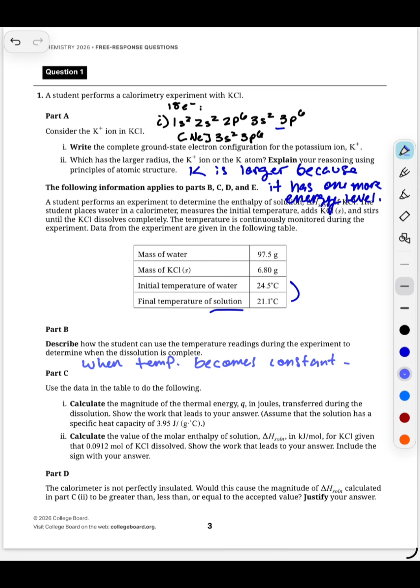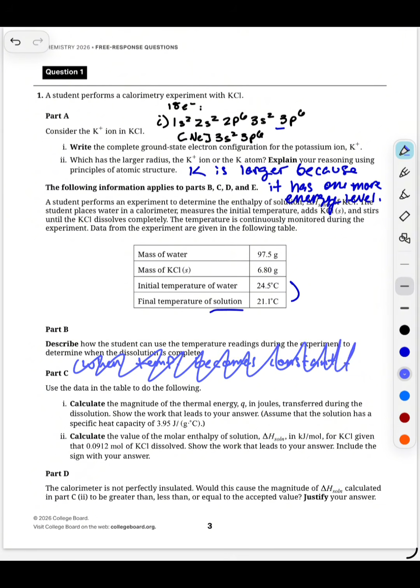For C, part I, it asks us to calculate the magnitude of the thermal energy, the Q value, in units of joules, that is transferred during the dissolution. So when the salt dissolves, what does that transfer of energy look like? They want us to show the work that leads to our answer, and we're assuming that the solution has a heat capacity of 3.95 joules per grams times degrees Celsius.